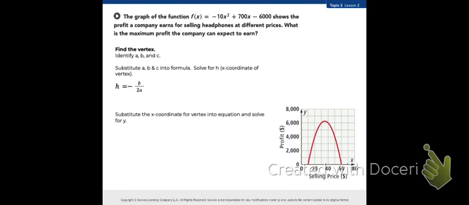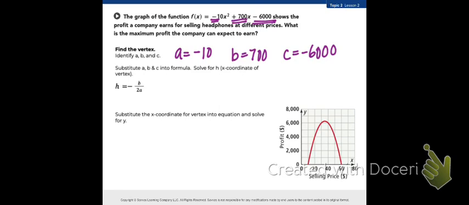Here are the steps that we go through in order to find the vertex of a parabola. First, we find out what A, B, and C are of our quadratic equation. A is the number in front of the x squared. B is the number in front of the x. And C is the number added at the end. Make sure you're paying attention to whether it's positive or negative.